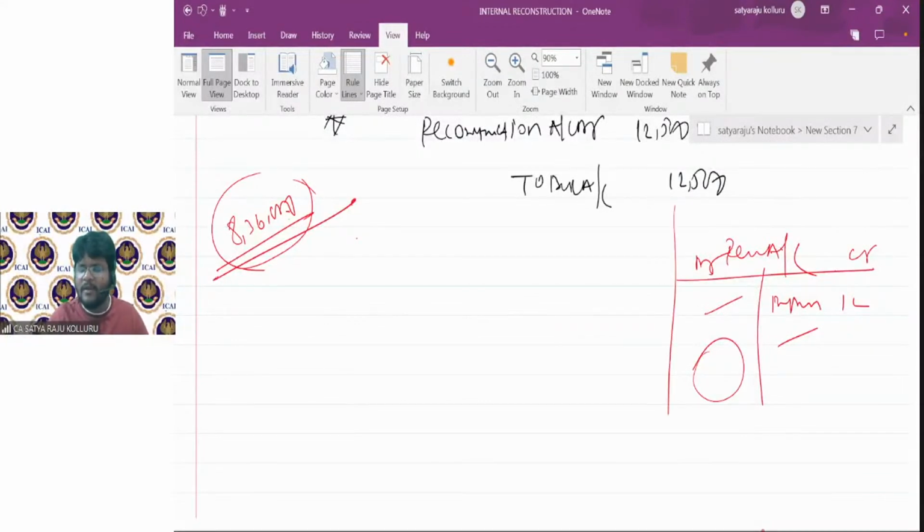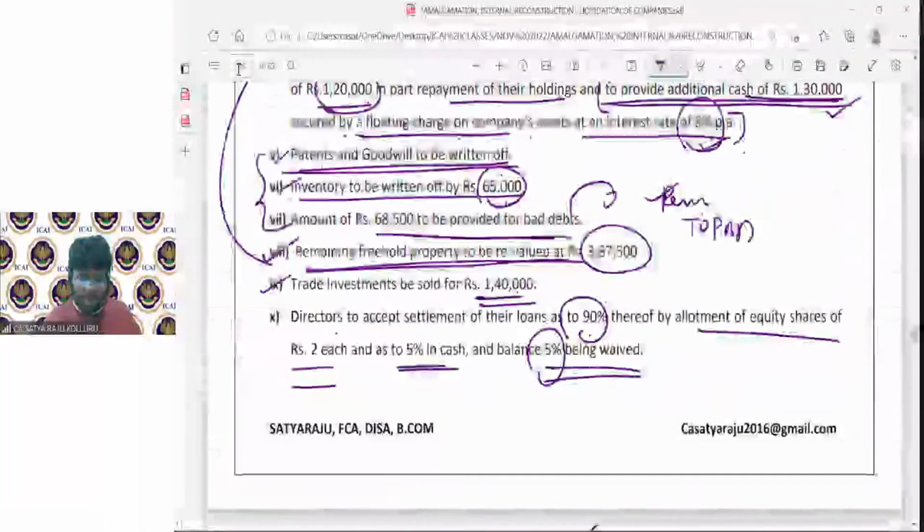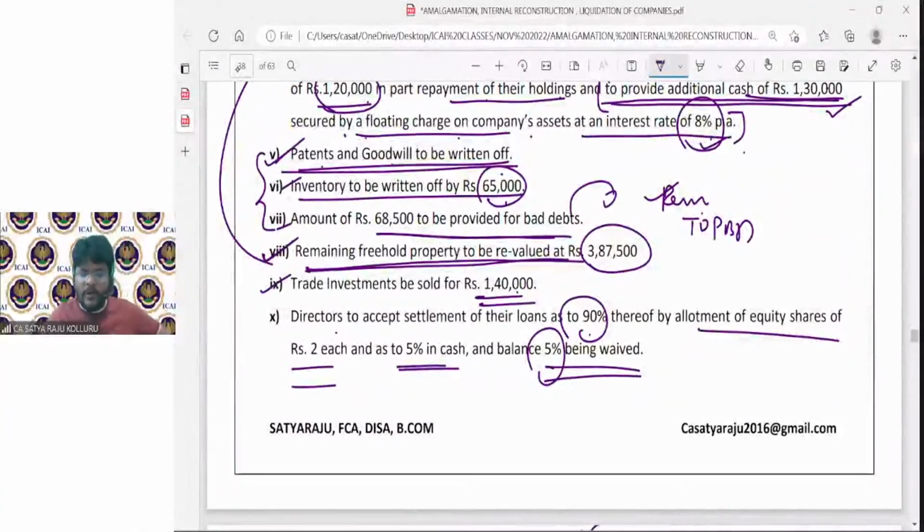Just to save some of our time, I'm not preparing the reconstruction account, but in the exams, please, all of you prepare the reconstruction account. Then you can know the balance. Now, the balance in reconstruction account, all of you, please let me know what you should do. It is clearly given that patents and goodwill to be written off, inventory to be written off, and for PBD also. And whether it is mentioned or not, P&L also you should nullify. Nowhere is it mentioned that you should nullify the P&L. But as I already told you in the theory, irrespective of whether it is mentioned in the problem or not, we should always set off the P&L account debit balance with the reconstruction account.